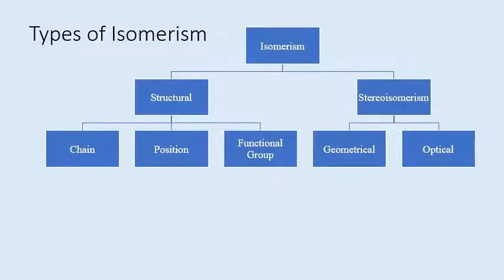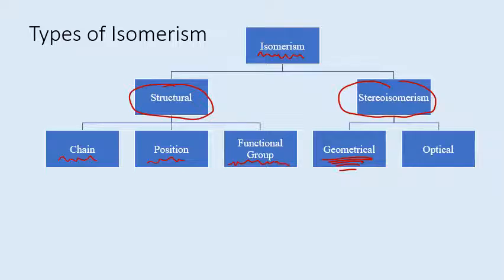Now, in AS, you look at isomerism and you define the term isomerism. You also look at one type of stereoisomerism, which is geometrical. You see that with the EZ in alkenes. You also looked at structural isomerism and three different types. So look out for an AS video on that, or review your work on AS.